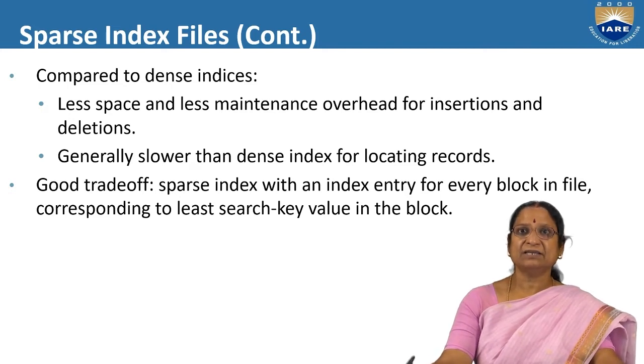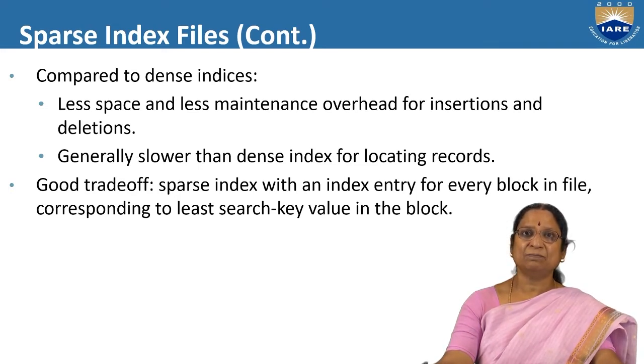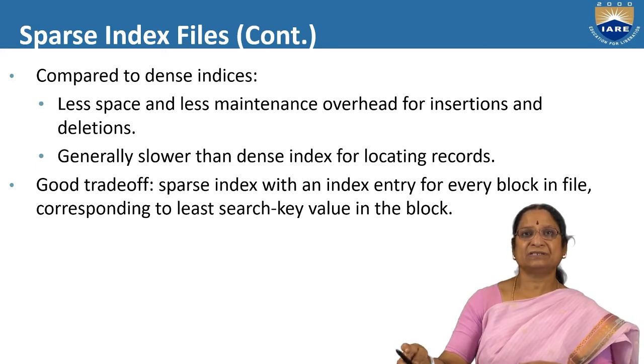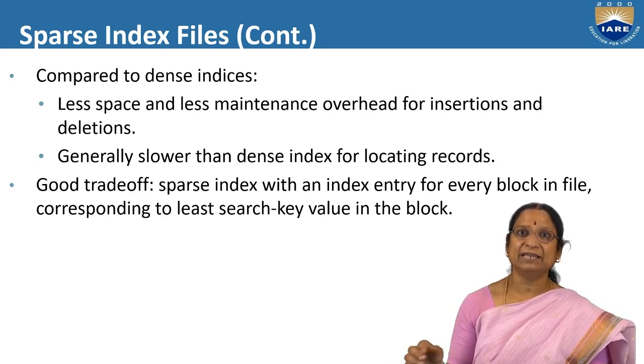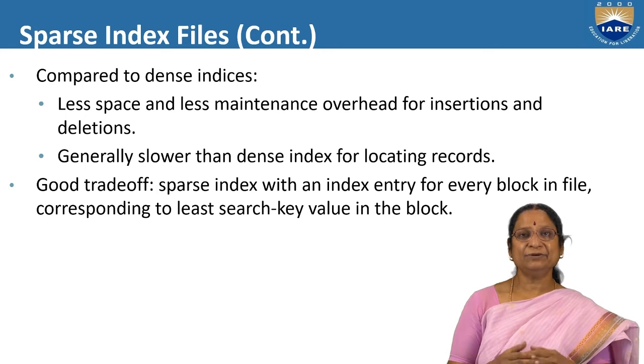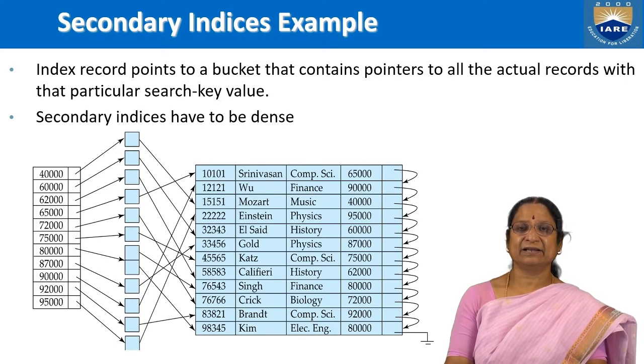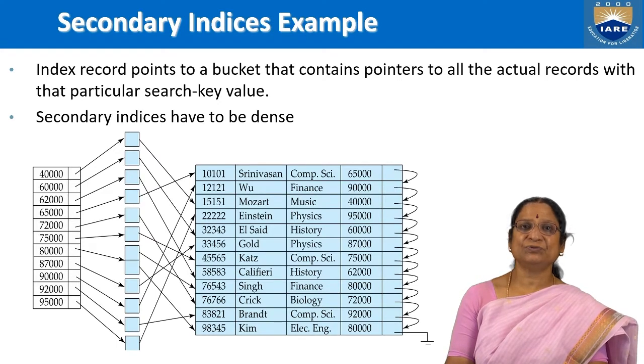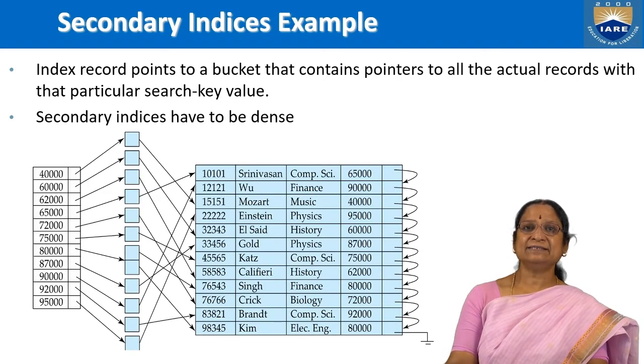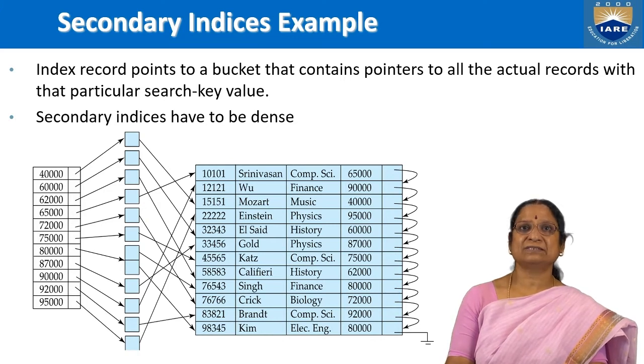So that's why a sparse index has an index entry for every block in a file, corresponding to the least search key value in the block, and the process of searching could also increase a little bit. Like that, we have to consider the trade-off between these sparse and dense indexing techniques so that the organization of the data increases our search process efficiency.